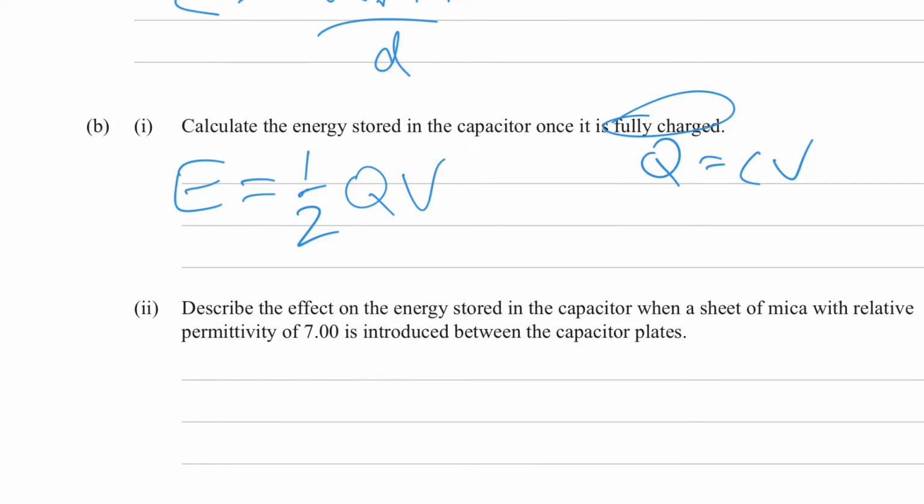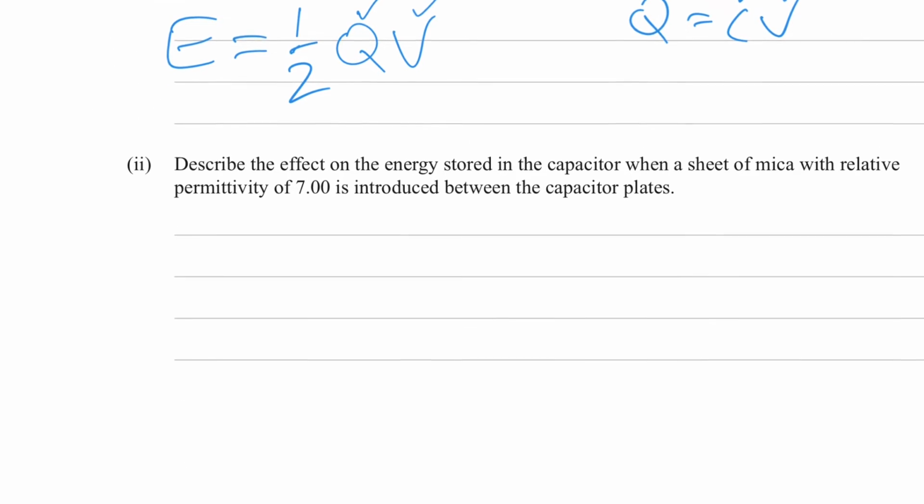So we know the voltage, we know the capacitance, which was given above. So we know Q. So if we know Q, we know again the voltage, or you could combine those two together to have E equals half CV squared, and that would give you the energy stored in the capacitor.